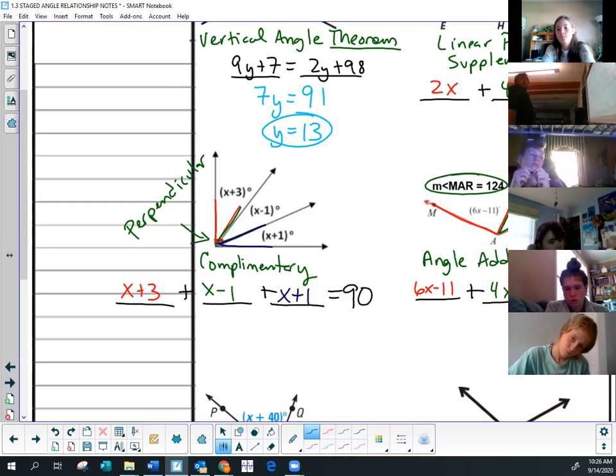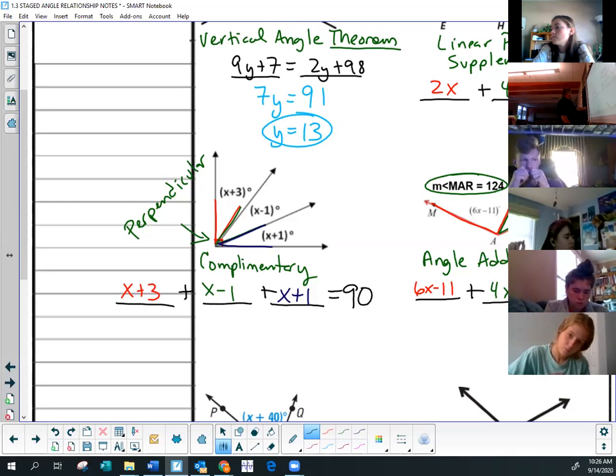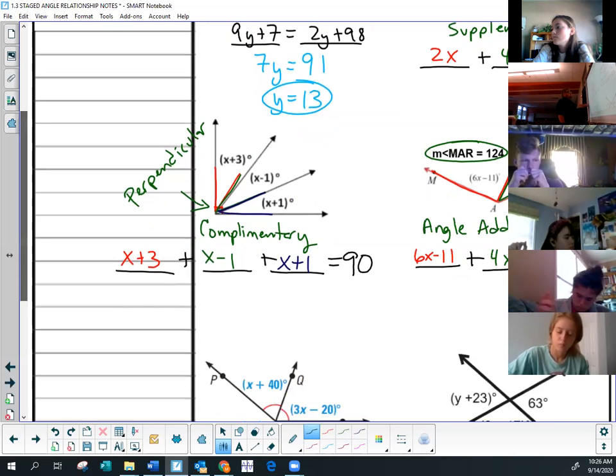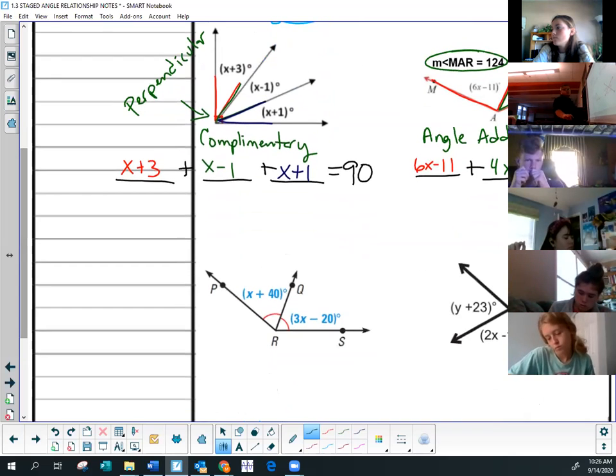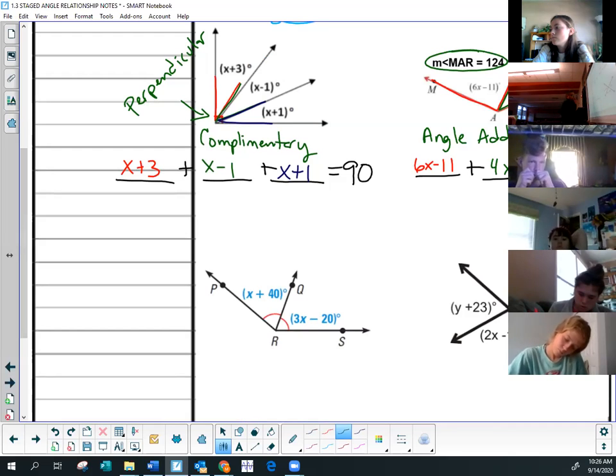Okay. So we have a congruent relationship with vertical. We have addition relationships with linear pair, supplementary, and angle addition. Okay. And again, your individual practice would be solving that down and confirming the answer. How about this one? We have no total here. So what relationship would we have?